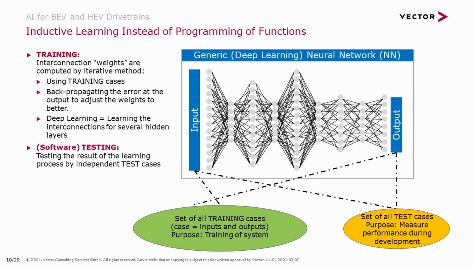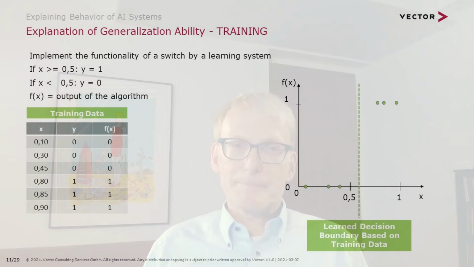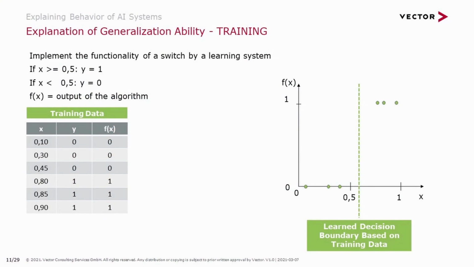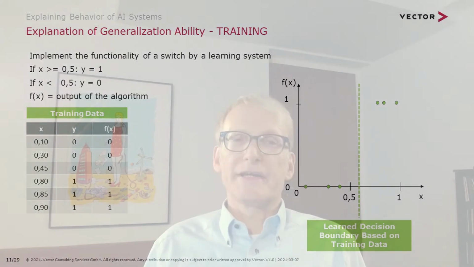Now there is one concept for this learning algorithm that is called generalization ability, and let me explain it to you. As I'm a physicist, I explain things using the simplest possible example I have, and this is a switching function. If x is greater than 0.5, the output shall be 1, and if x is smaller than 0.5, the output shall be 0. We have several patterns we use as training data to train our system.